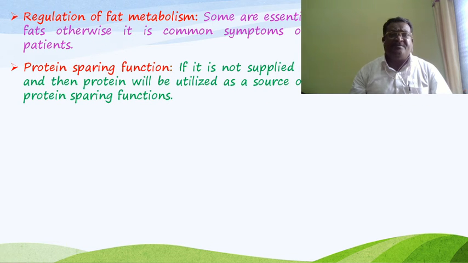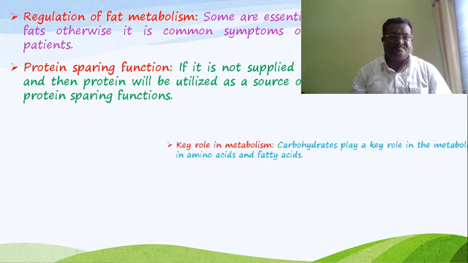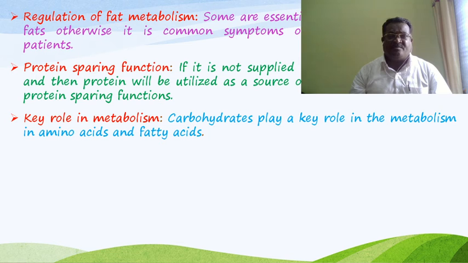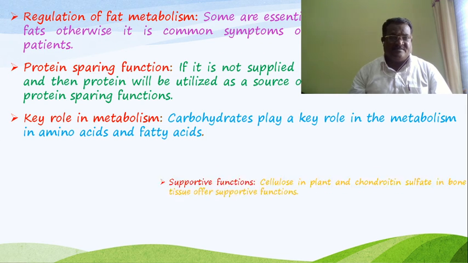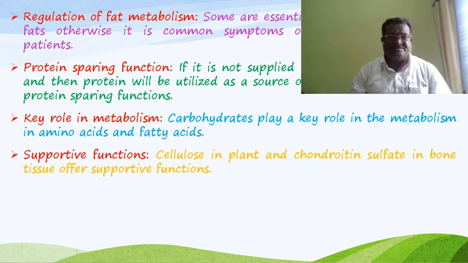Then the protein sparing function. If carbohydrate is not supplied in the required amount, then protein will be utilized as a source of energy. So this is known as the protein sparing function. Then key role in metabolism. Carbohydrates play a key role in the metabolism of amino acids and fatty acids. Then supportive functions. Cellulose in plants and sulfate in bone tissue offer supportive function.